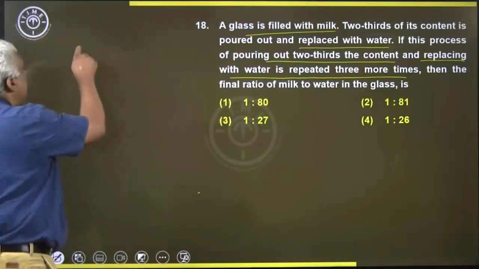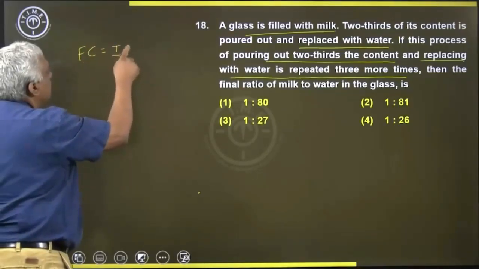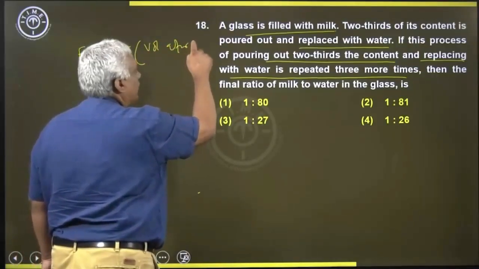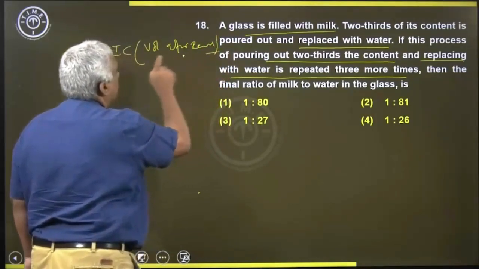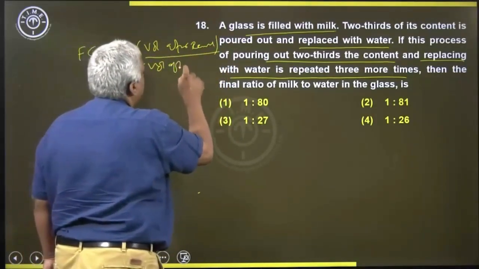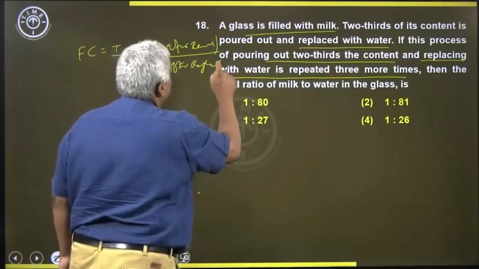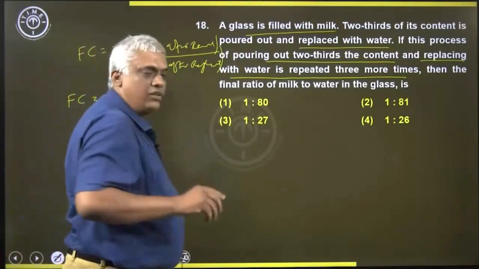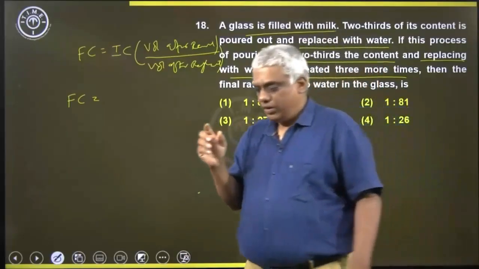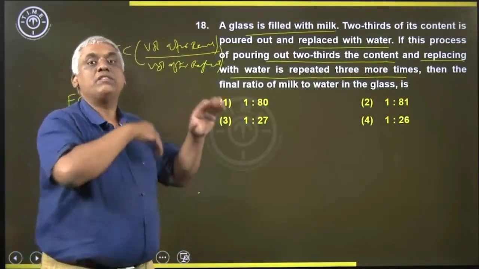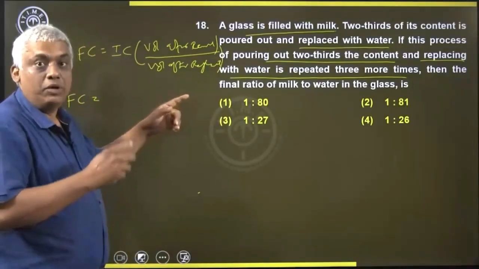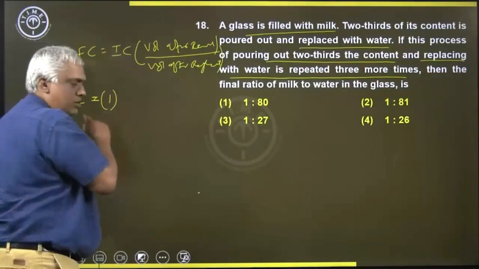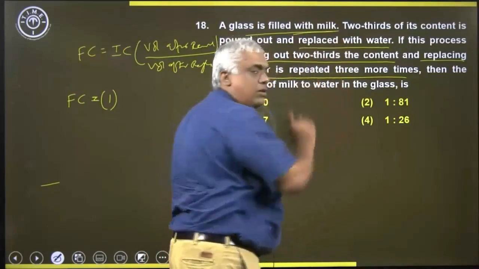So we know this concept: final concentration is initial concentration times volume after removal by volume after replacement. Now you see, the final concentration of milk, we can find this formula is for the concentration of that component which is not replaced. It is replaced with water every time. This formula is for milk, because we are not replacing by milk. So this is the final concentration of milk. Initially the concentration of milk was 1, 100% was milk.